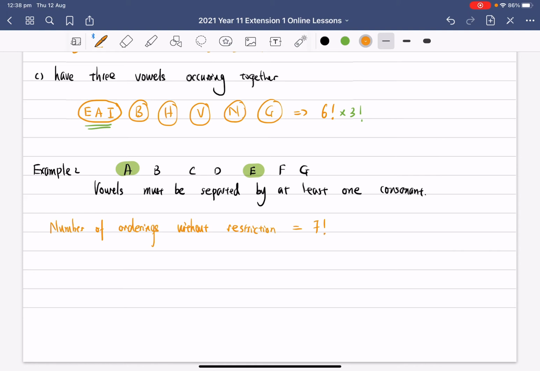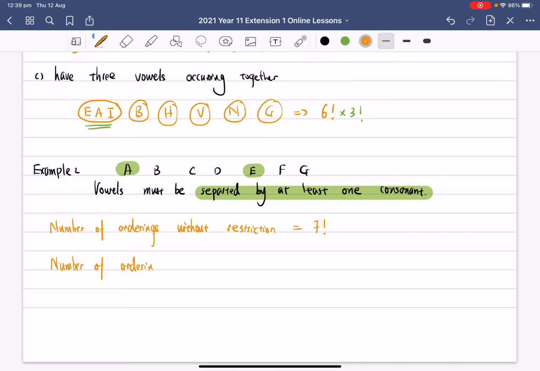Because there are no restrictions, you can order those 7 letters anywhere you like, and that's 7 factorial. Then we need to find the complement of being separated by at least one consonant. The opposite of separated by at least one consonant is that these two vowels stay together.